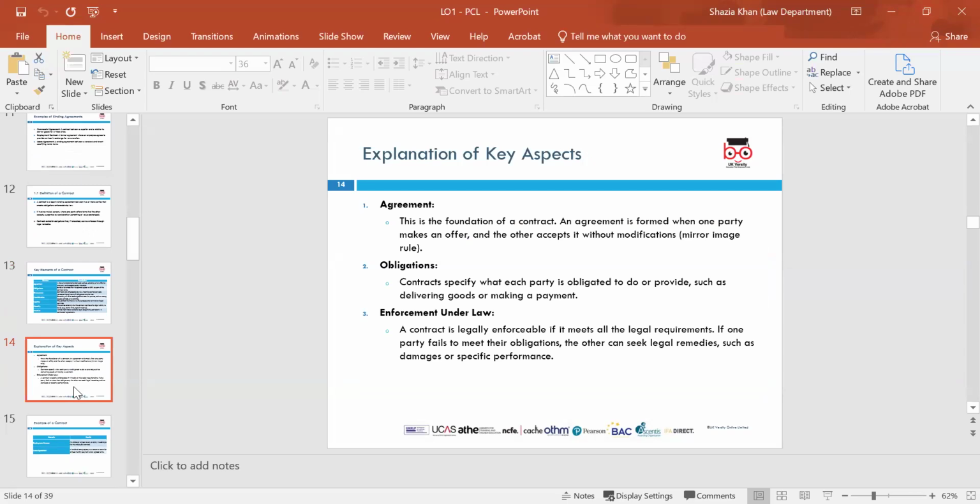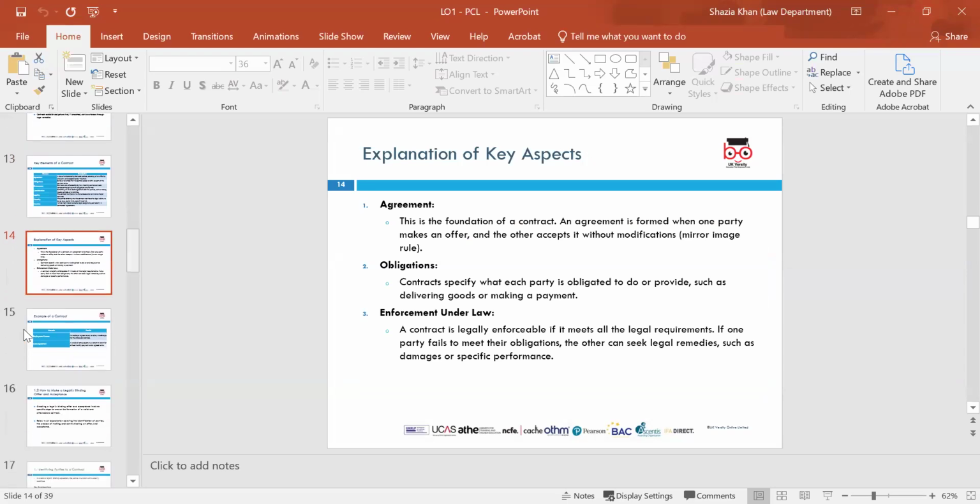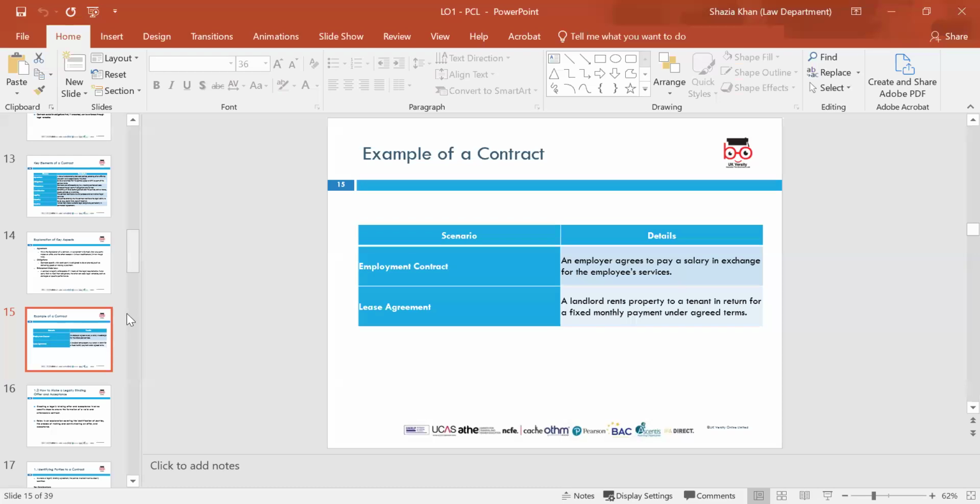Explanation of each key element. So you've got an agreement. This is the foundation of the contract, which is mentioned on the slides and in the table as well. Contracts specify which party is obligated to provide something, such as delivering goods or making a payment, and the enforcement under law if it meets all the legal requirements. If a party fails to meet the obligation, they would need to apply for legal remedies and go to court.